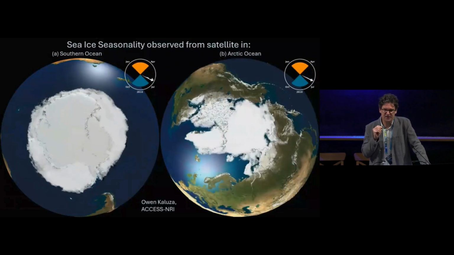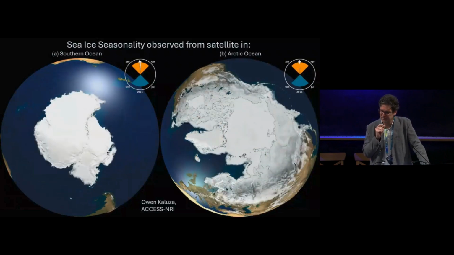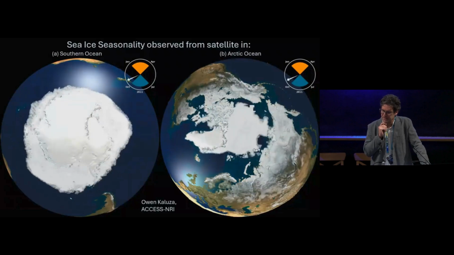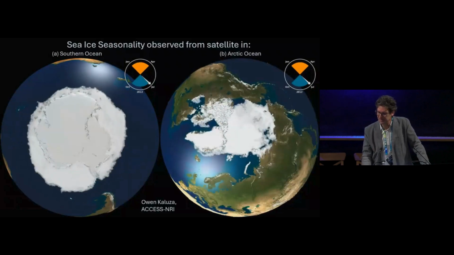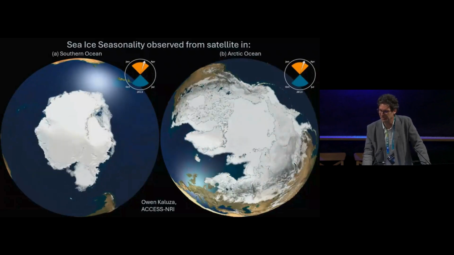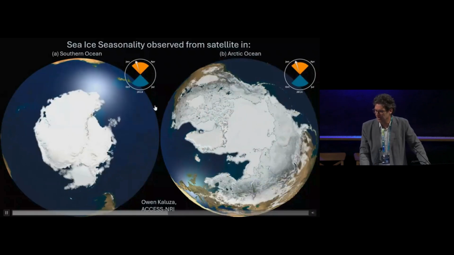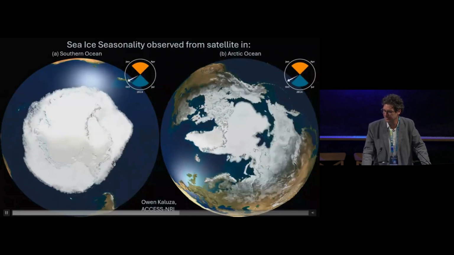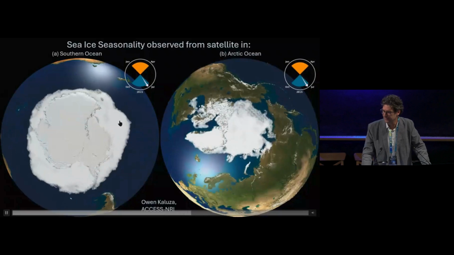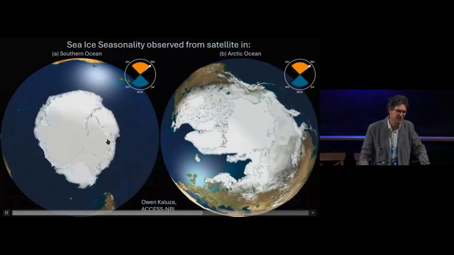You all know how complicated Earth's climate and weather system is, but what you can see in this image is just one component of what's going on. So this is actually observations of sea ice. It's showing both the Antarctic and the Arctic as you go through the seasonal cycle.